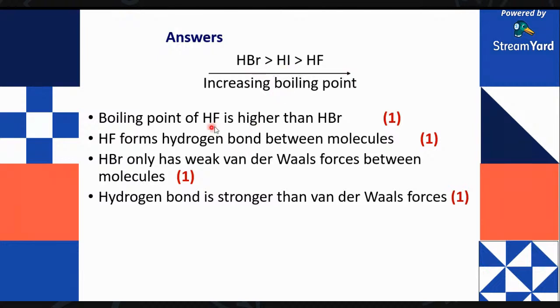As for the explanation, as you can see here, you can use point forms, but in your point forms, make sure you have complete sentences. Don't just state HF is higher than HBr.